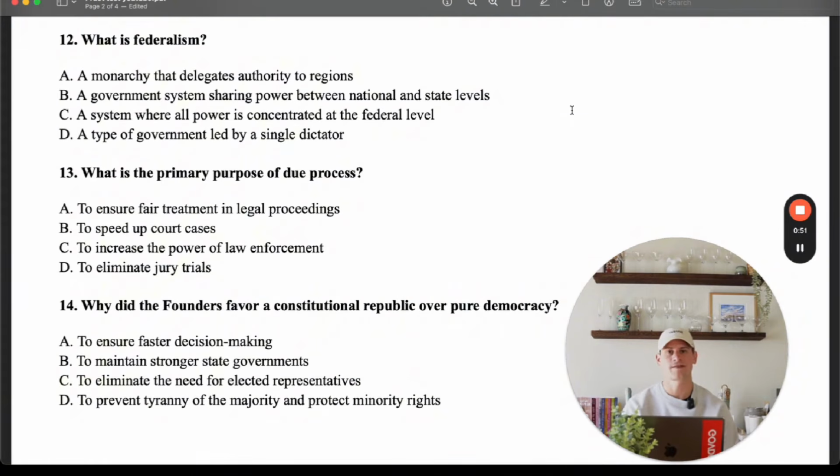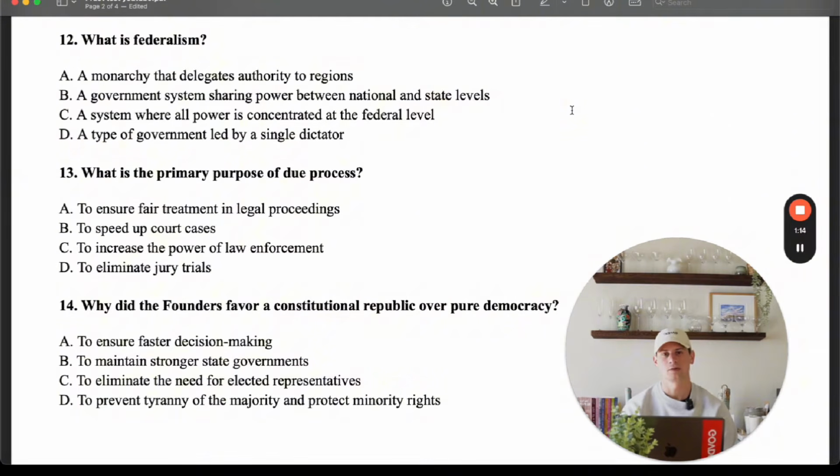12. What is federalism? Now, this is a vocabulary question. Everybody who has taken a civics class needs to understand the concept of federalism. So here are your answer choices. A monarchy that delegates authority to regions, a government system sharing power between national and state levels, a system where all power is concentrated at the federal level, and a type of government led by a single dictator.